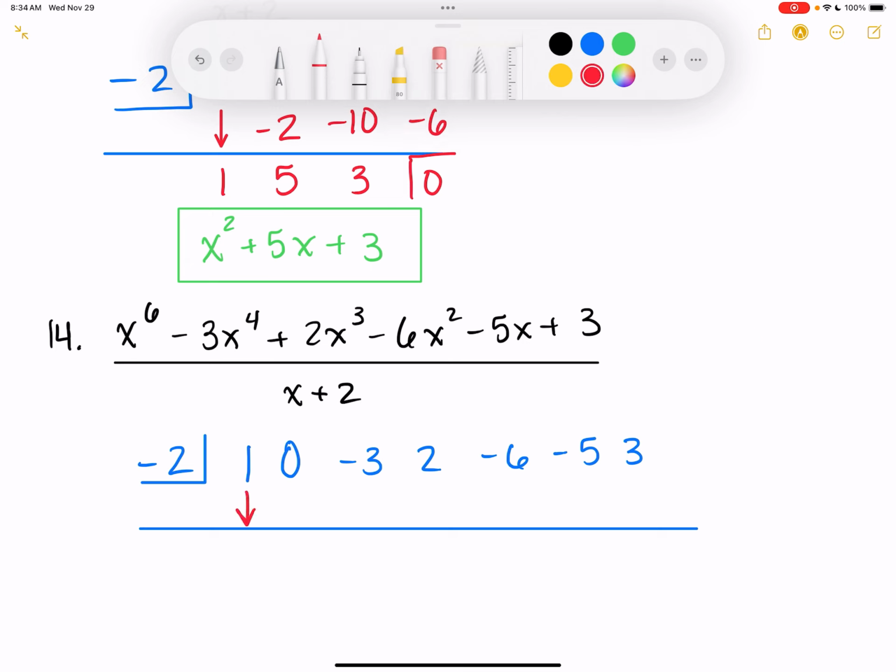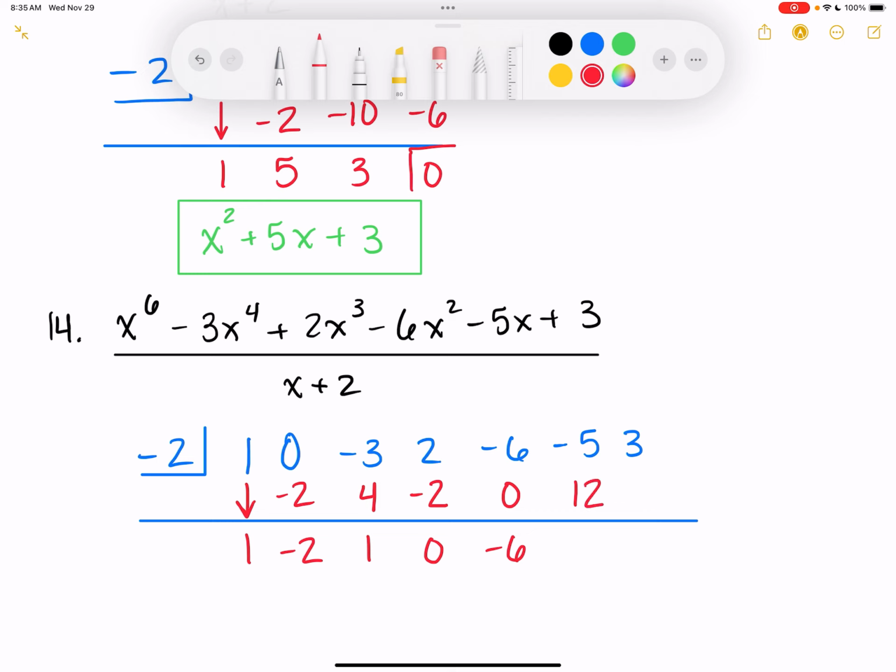So we bring down the 1, times -2, -2, add the 0, still -2, times -2 is 4, -3 is 1, times -2 is -2, plus 2 is 0, times -2 is 0, minus 6 is -6, times -2 is positive 12, minus 5 is 7, 7 times -2 is -14, plus 3 is -11. So then our remainder is this -11.